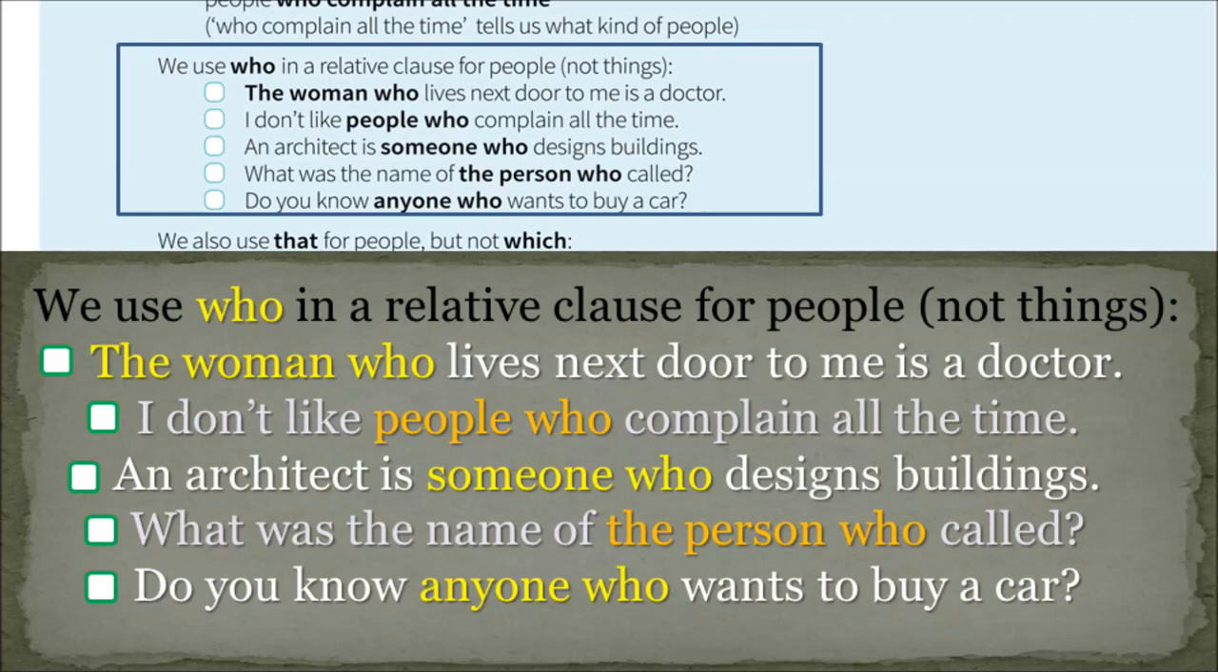We use who in a relative clause for people, not things. The woman who lives next door to me is a doctor. I don't like people who complain all the time. An architect is someone who designs buildings. What was the name of the person who called? Do you know anyone who wants to buy a car?